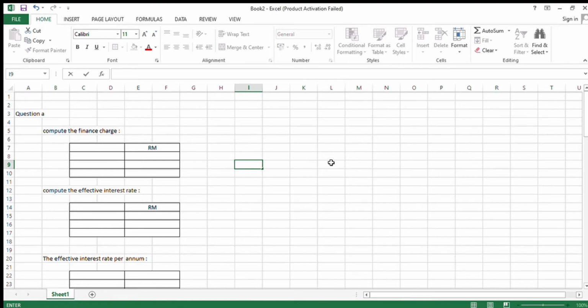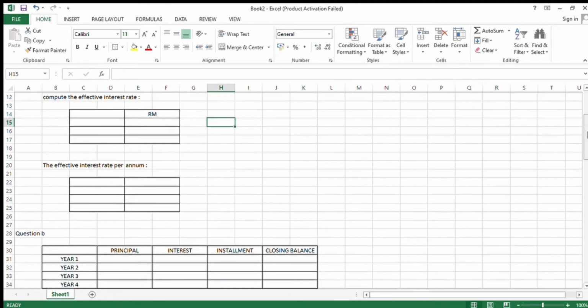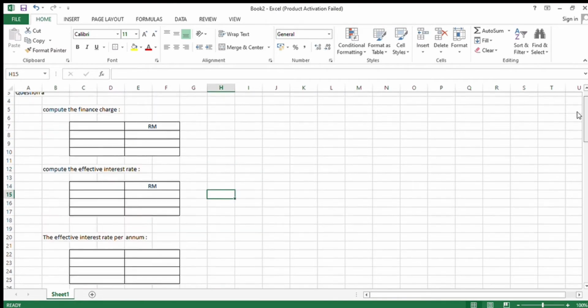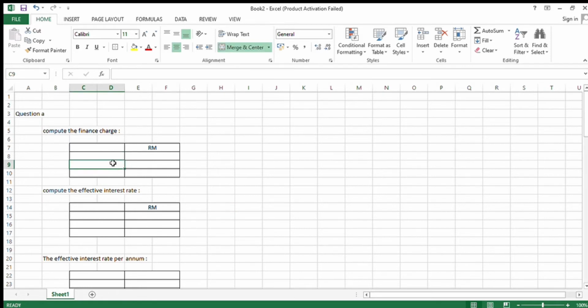So today I want to teach you and explain the solution in case 2. So let's go. Before I start, I want to tell you I have already prepared the framework for saving our time. So now we start from question A. For question A, question 1, we compute the finance charge. So the formula that we use is present value of payment minus cost of vehicle.